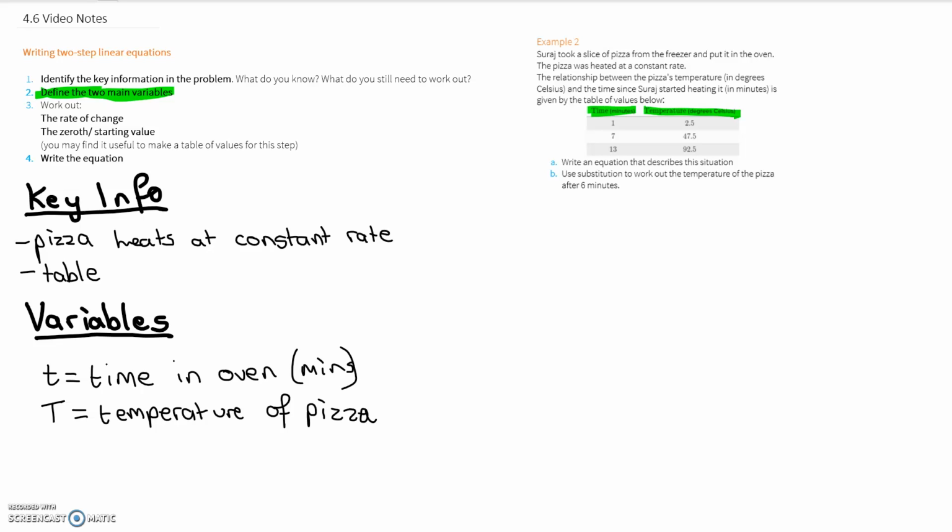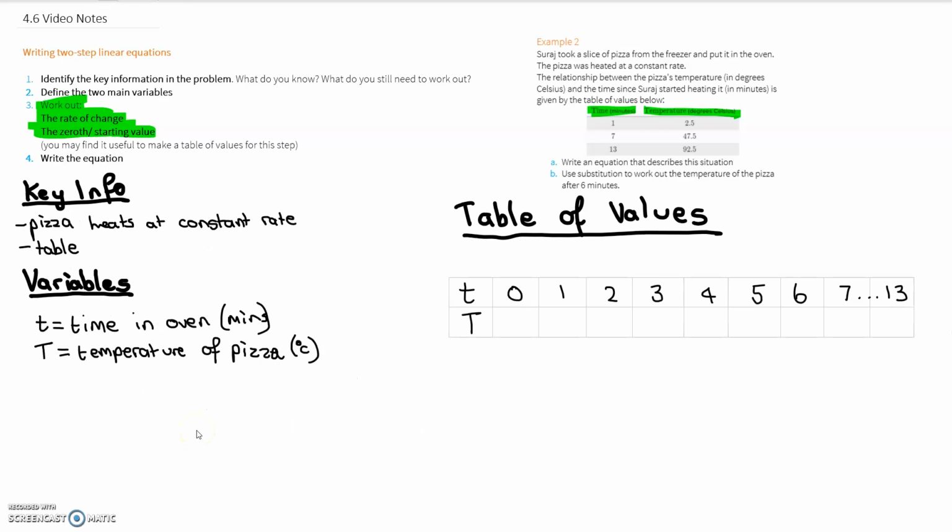So we've defined our variables. Woohoo! Now we're ready to find the rate of change and the starting value. And this one's tricky because we haven't been given either of those two things. So we're going to have to work both of them out ourselves. And we're going to do that by looking at this table of values. Okay, so I've drawn up a table of values just like we did in the previous problem, but I've got the gaps that are missing here. So we know from the table 3 of the values for the temperature of the pizza. And so let's put them in. And we can use these to work out the rate of change.